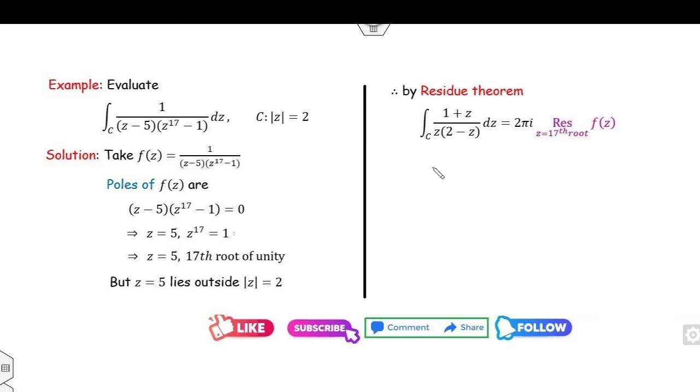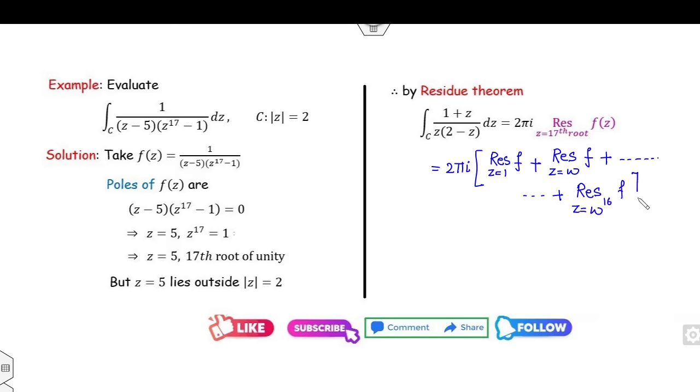Fine. So therefore your target, by using the Cauchy residue theorem, is to find 2 pi iota times the residue at the value of 1, plus residue at the value of omega, plus residue at omega square, plus residue at the value of omega raised to power 16. Now, can you find so many residues? These are the 17 values. That will take a lot of time.